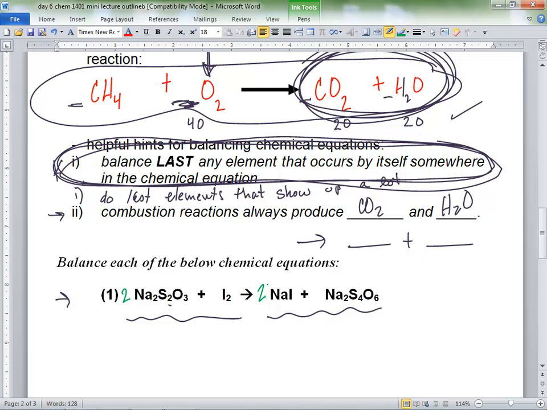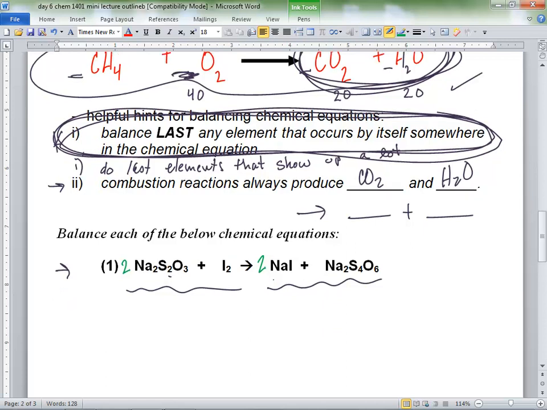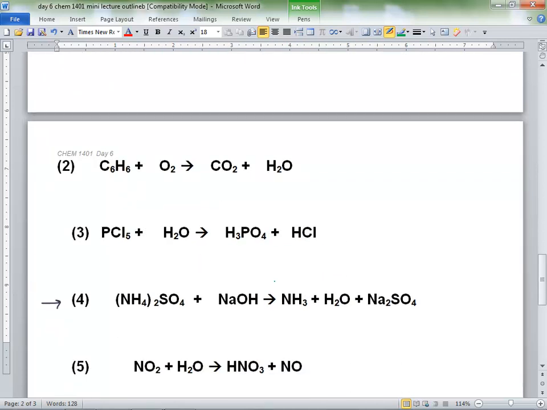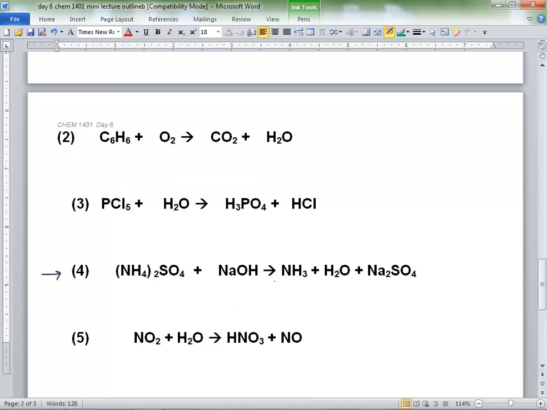How many oxygens on the reactant side, Kimberly? 6. 2 times 3 is 6. How many on the product side, Shelby? 6. Hey, nice. All right. So, Lauren, there's only one element left, and that is the I's. Are they done? Yeah. Okay. So, have at it. And help your neighbors and ask if you're not sure. I'll be glad to help you out.